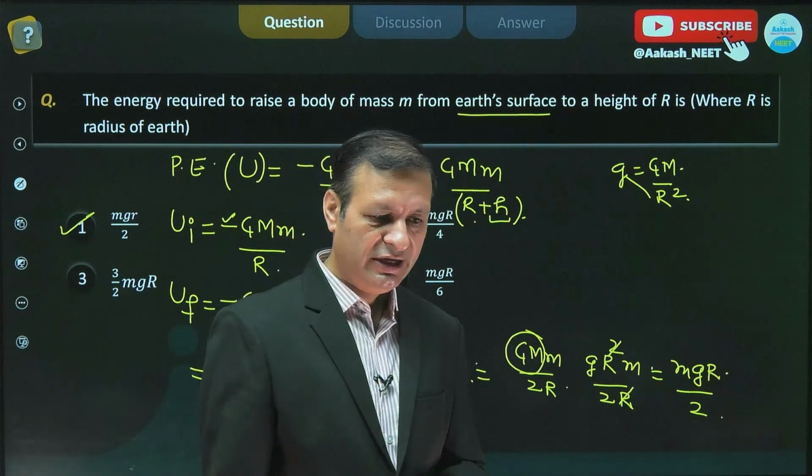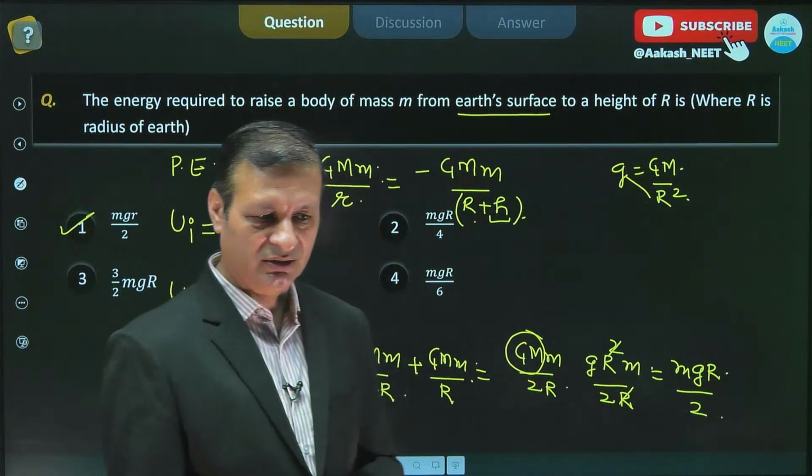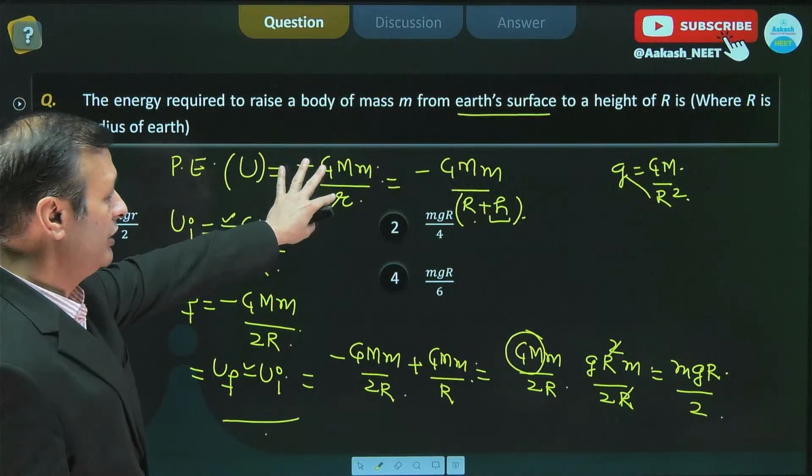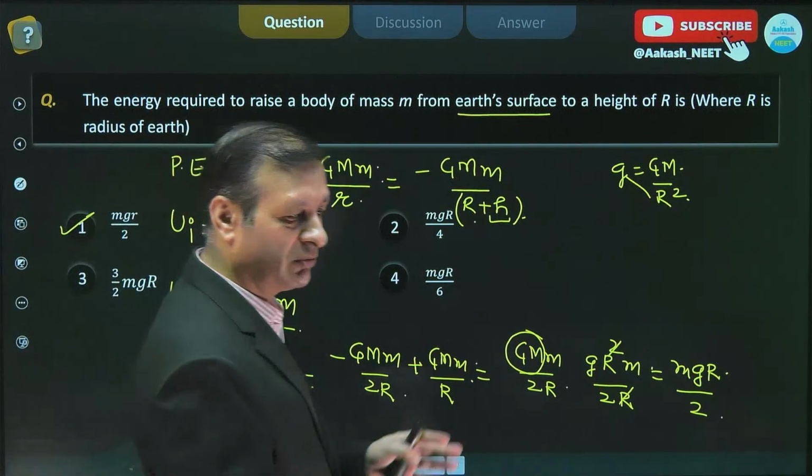Nilesh, sir, I didn't understand. So where is the problem, Nilesh? So this is the initial potential energy. Have you understood the concept of potential energy?